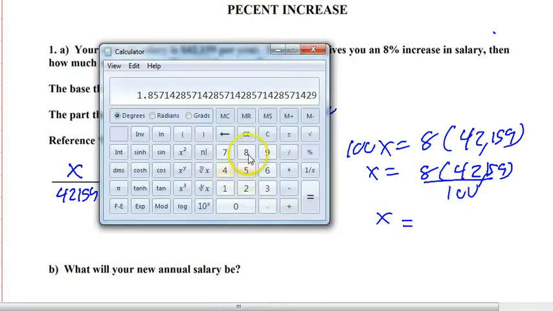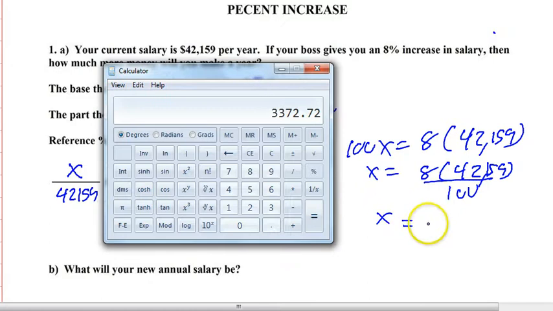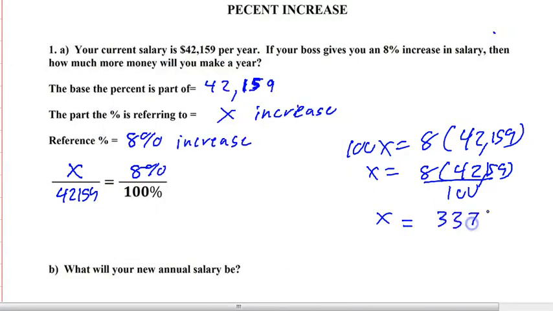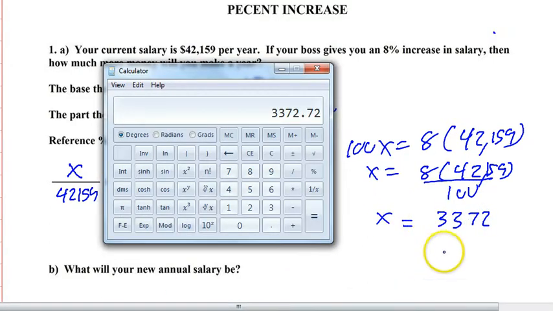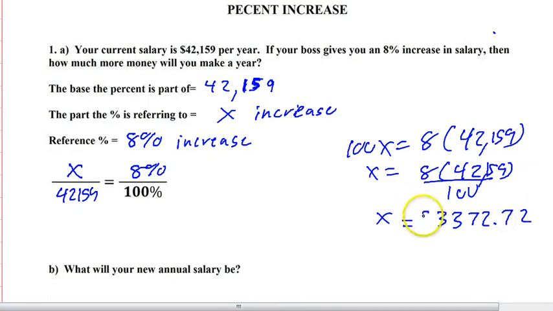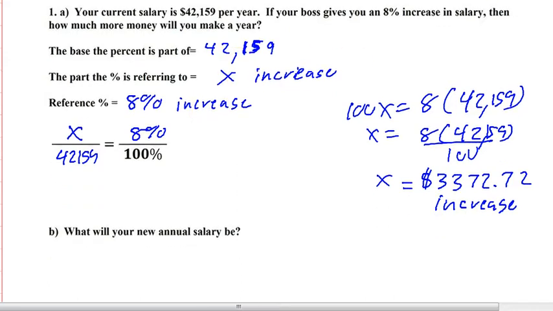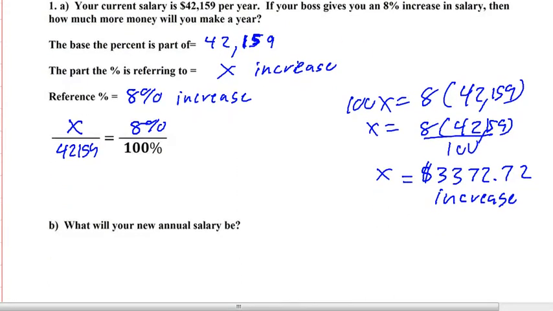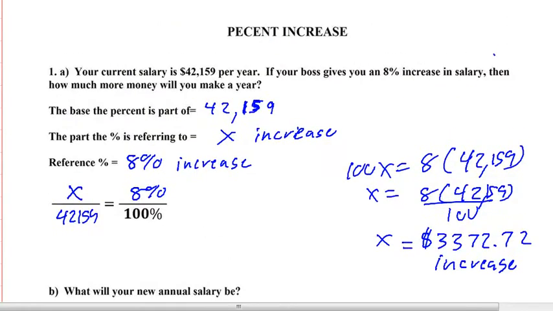Let's plug in the calculator. 8 times 42,159 divided by 100. 3372.72. That is our increase. How do I know it's the increase? Because that's what the percent is. The percent is an 8% increase, which means our part is the amount of increase. So that's what we get. How much more money will we make per year? $3,372.72. That's what that 8% gives us.